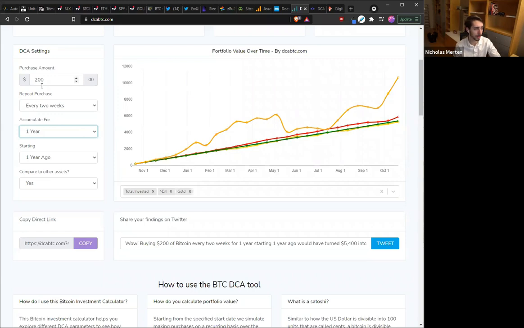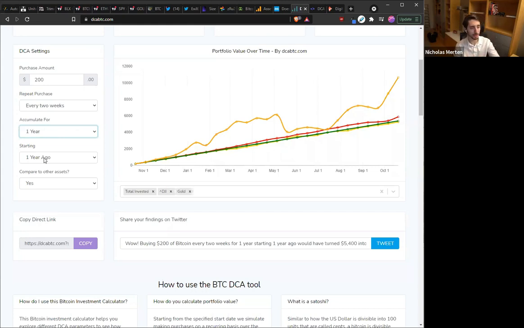So we can take a look here at the dcabtc.com tool, or dollar cost averaging Bitcoin tool. And let's say every 2 weeks, right? So we've got our repeat purchase here. Every 2 weeks, we're going to purchase $200 of Bitcoin with cash that we have. And we're going to accumulate for a year. So we're going to keep this pattern of adding for a year, and we're going to have started it just about a year ago, October 2020 is when we started.